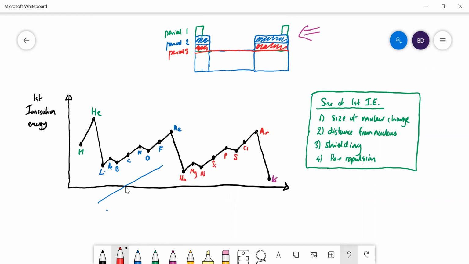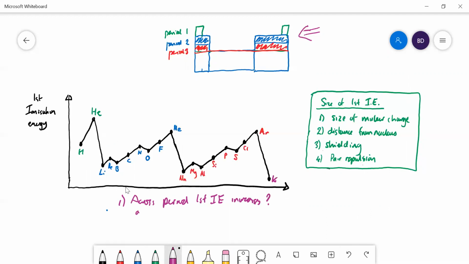Now let's think about, first of all, what's happening as we go across either of those periods. Let's say we're going across period 2. What's happening? The general trend is the ionization energy increases. There's a couple of blips, but it goes up. Why is that? Across a period, the first ionization energy increases. Why?